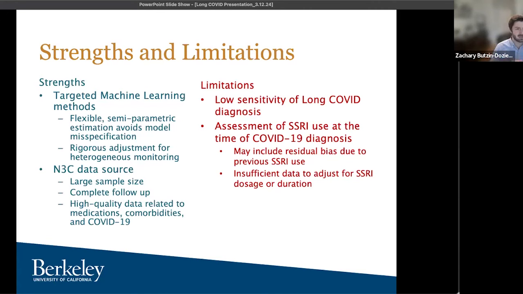So here we decided to use a prevalent user design, which was looking at who was already using SSRIs at the time of acute infection. So this could include some residual bias due to history of SSRI use. And we also had insufficient data to fully evaluate SSRI dosage or duration, but that could be a good target for a future study.